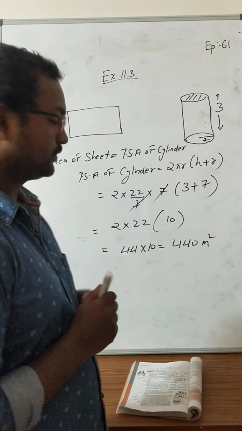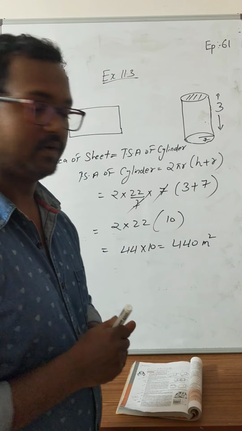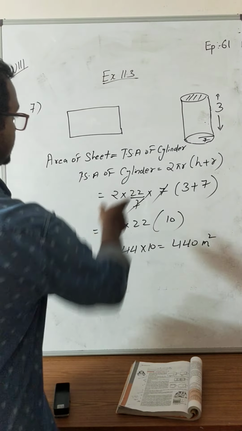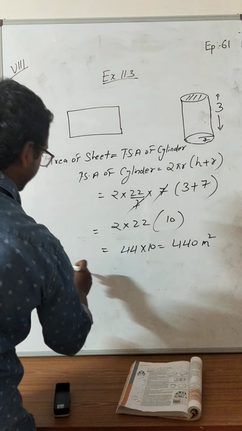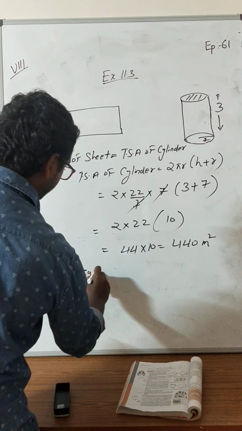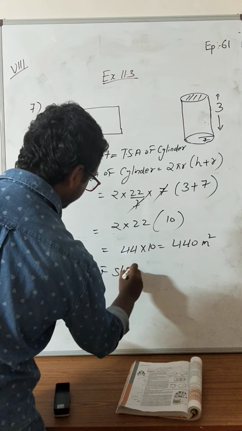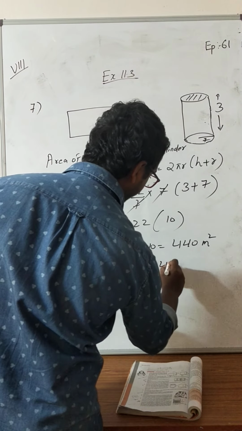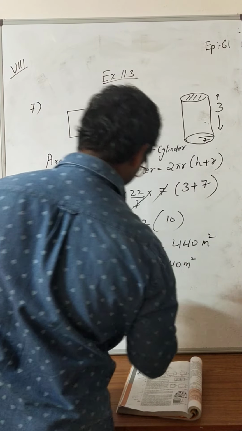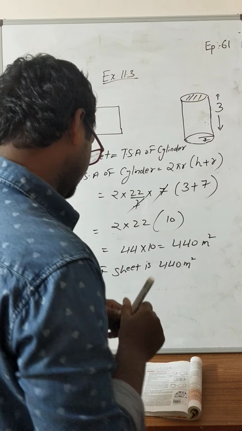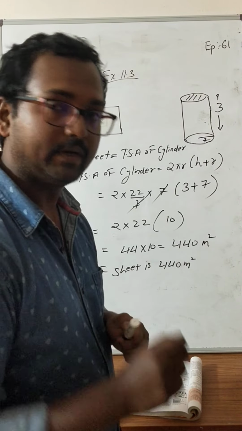So the final answer is 440 meters square, because this TSA is actually equal to area of sheet. We can say area of sheet is 440 meters square. Okay. Now look at the 8th one.